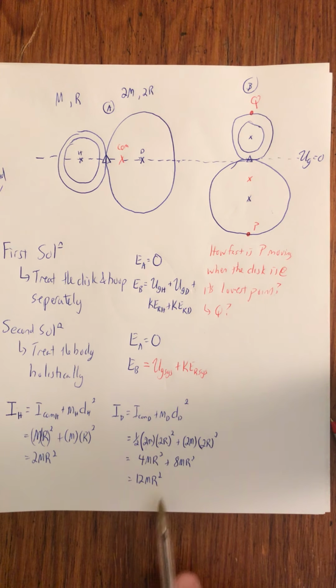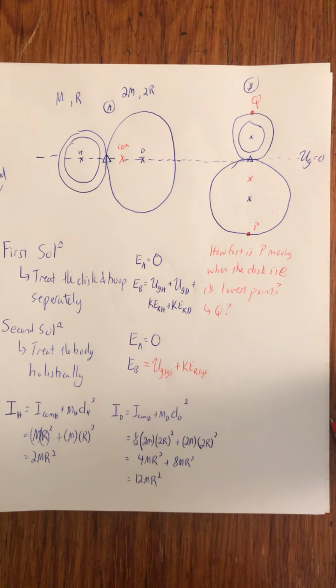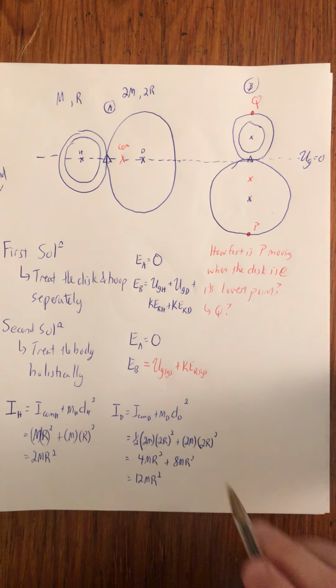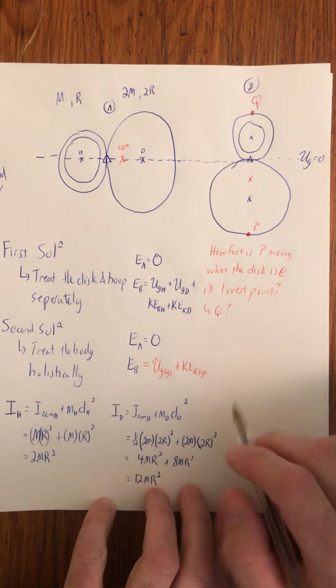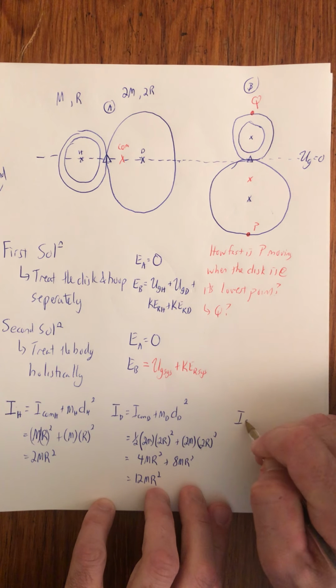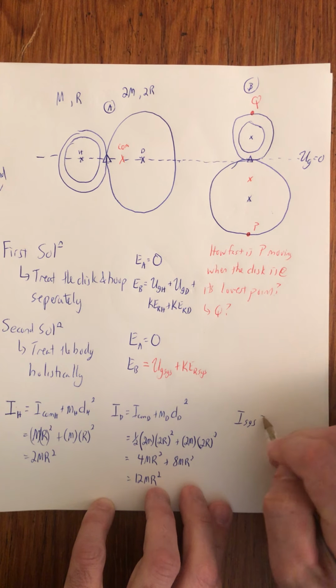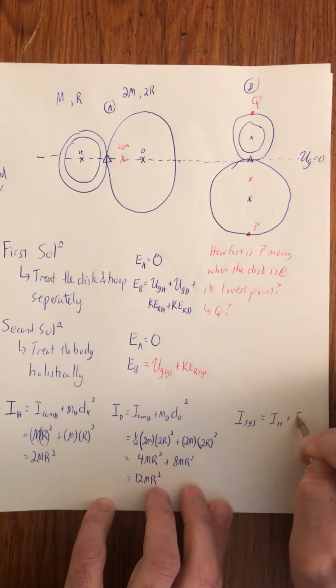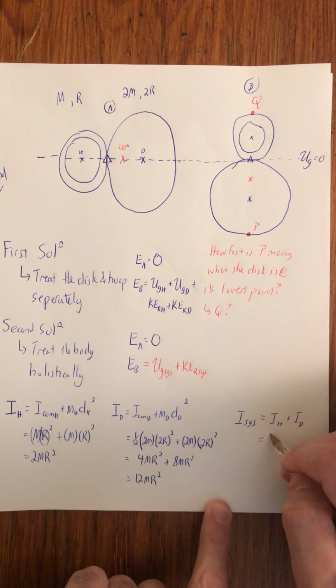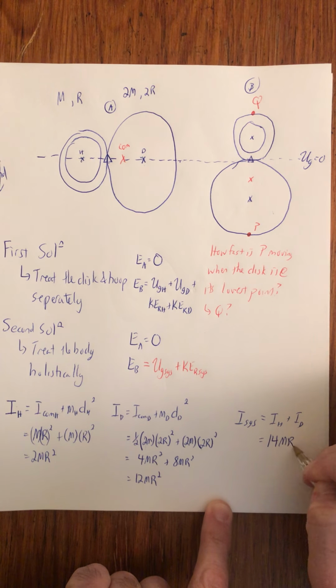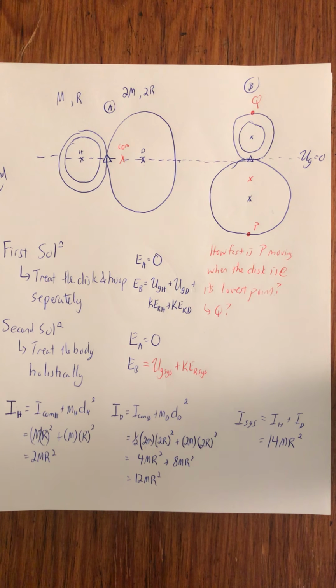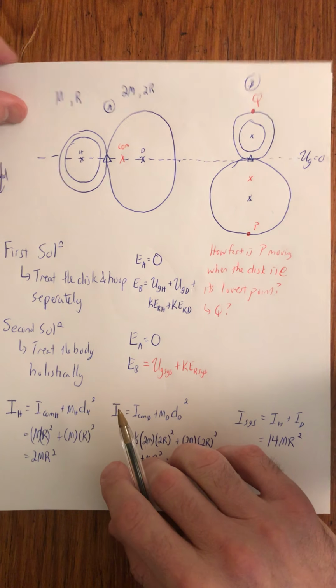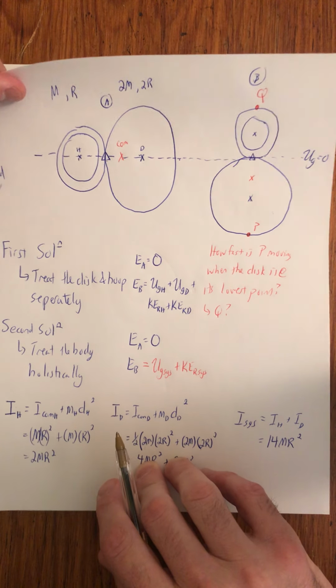So we're going to need both of those for this solution. We're also going to need I of the system. I of the system is just going to be I of the hoop plus I of the disk, and we've actually already done that problem, and that's 14mr squared. So just adding those two together. There we go, that's our prep work. Let's get into actually doing these solutions, and I'll be referring back to this page as we go through.